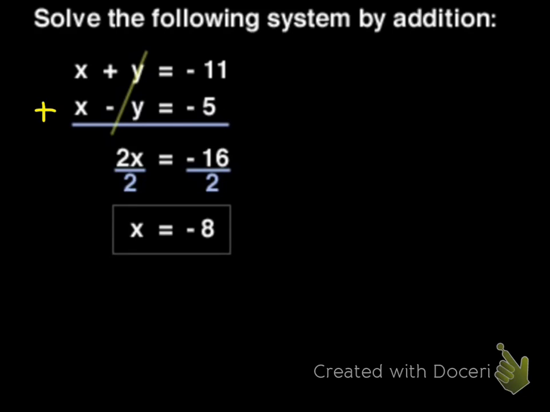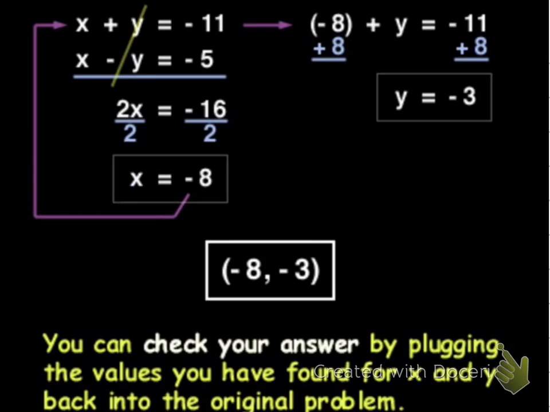Now you guys should know how to solve for y. So go and solve for y, and I'll pause it here. After you solve for x, you can go solve for y, and my final answer is one solution at negative 8, negative 3. Alright?